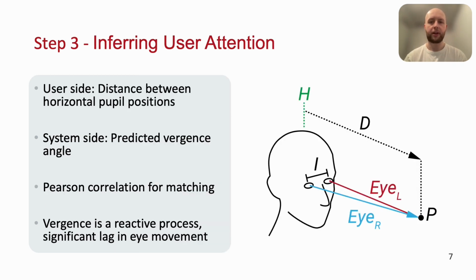To detect user attention, Vergence matching correlates the movement of each candidate object with the user's eye Vergence movement using the Pearson correlation coefficient. We use pupil positions for gaze input, which does not require calibration, and the target's calculated Vergence angle as target input. Since Vergence is a reactive movement and has inherent lag between object and user movements, this must be considered for accurate correlation.